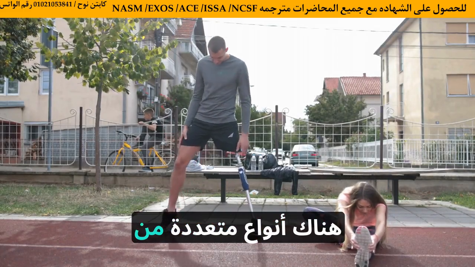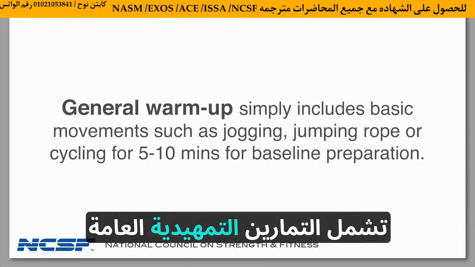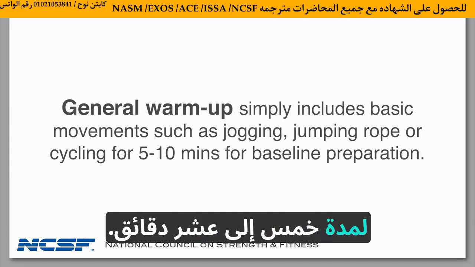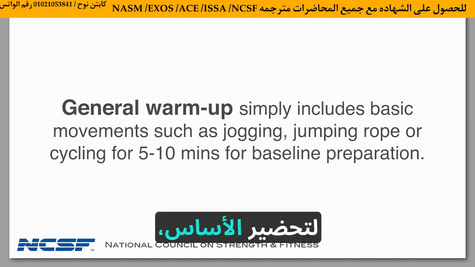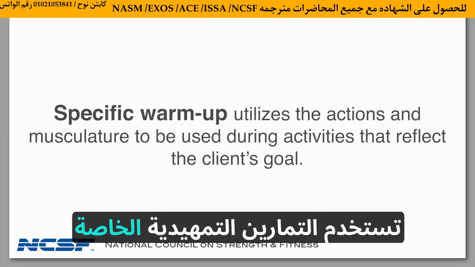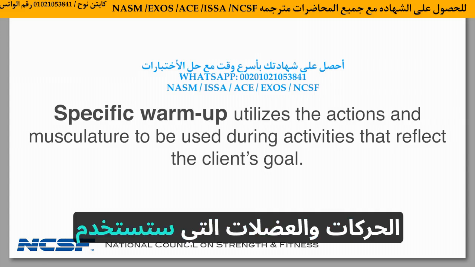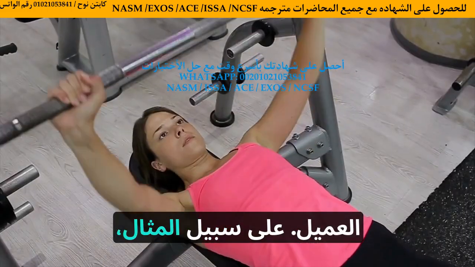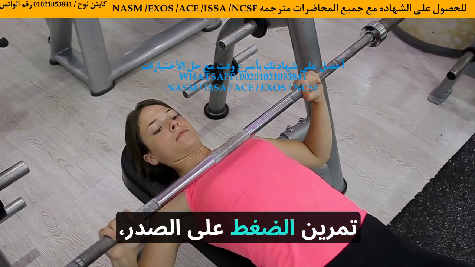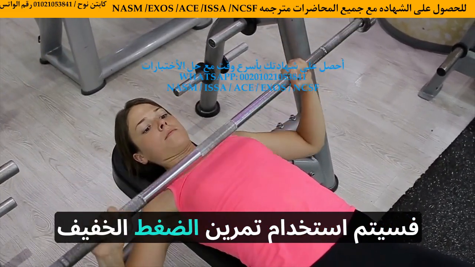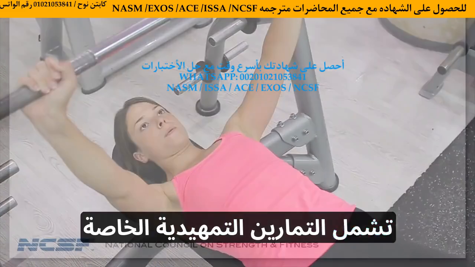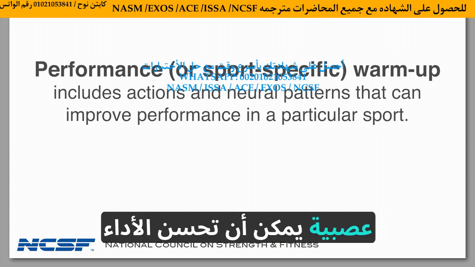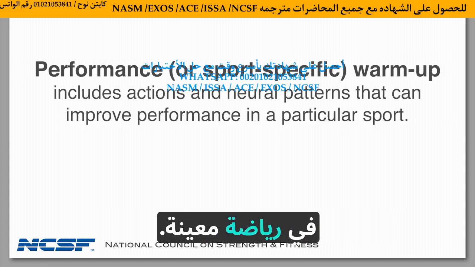There are multiple types of warm-ups. A general warm-up simply includes basic movements such as jogging, jumping rope, or cycling for 5 to 10 minutes for baseline preparation. A specific warm-up utilizes the actions and musculature to be used during activities that reflect the client's goal. For example, if the client wants to improve their bench press, light bench pressing and other chest activation activities would be used. A performance or sport-specific warm-up includes actions and neural patterns that can improve performance in a particular sport.